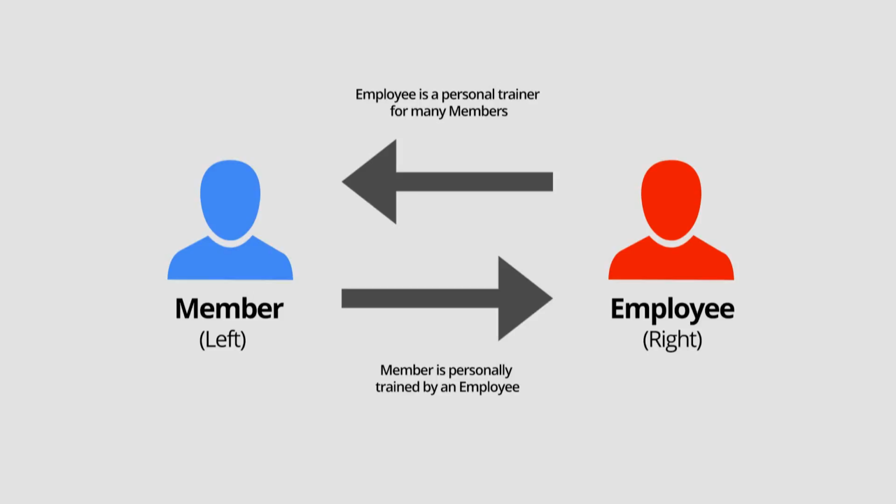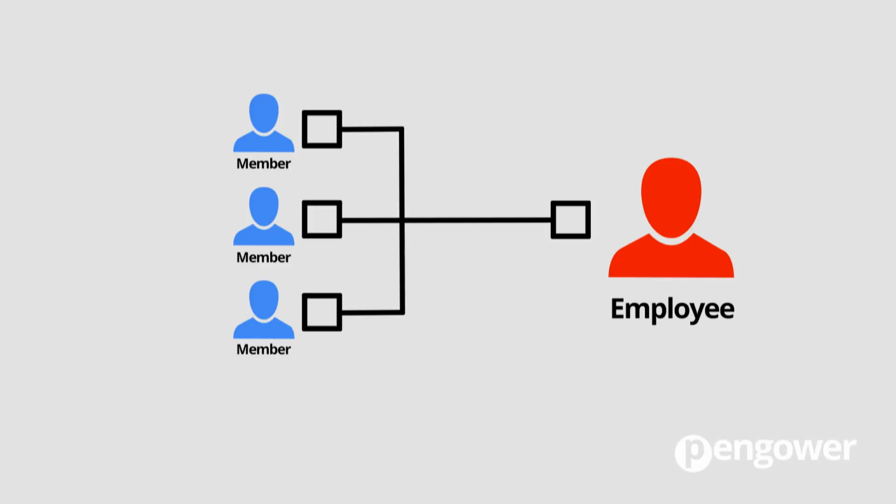When thinking about relationships between different data record types in the database, it is helpful to use relationship arrows and labels to visualize how the different types of data records in your database fit together using a diagram. This diagram is called a data model. Looking at this, we can say that we have a many-to-one relationship. Member is personally trained by one employee, but an employee can be a personal trainer for many members.